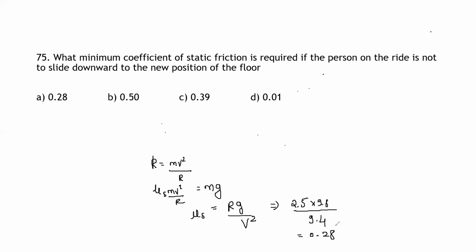So here they have given the value of R and V, which is a little missing in the question. The value of R is 2.5, the value of g is 9.8, and the value of V is 9.4. Substitute, and you will get 0.28. Option A is the correct option here.